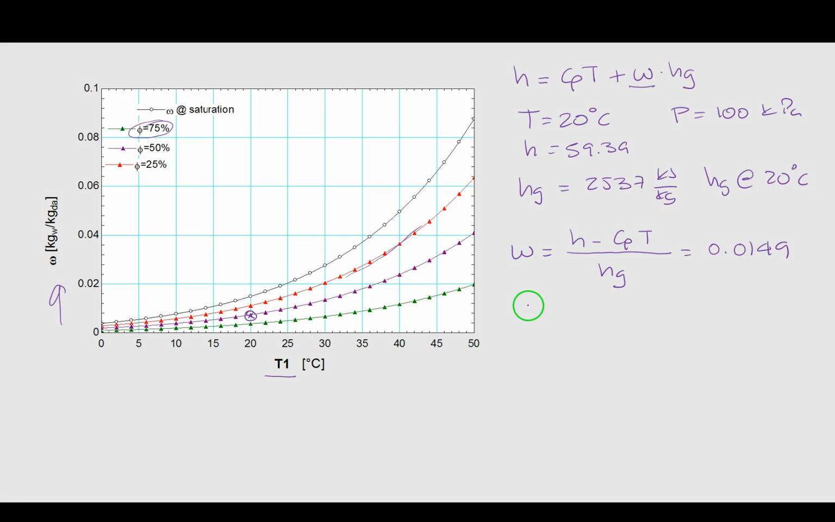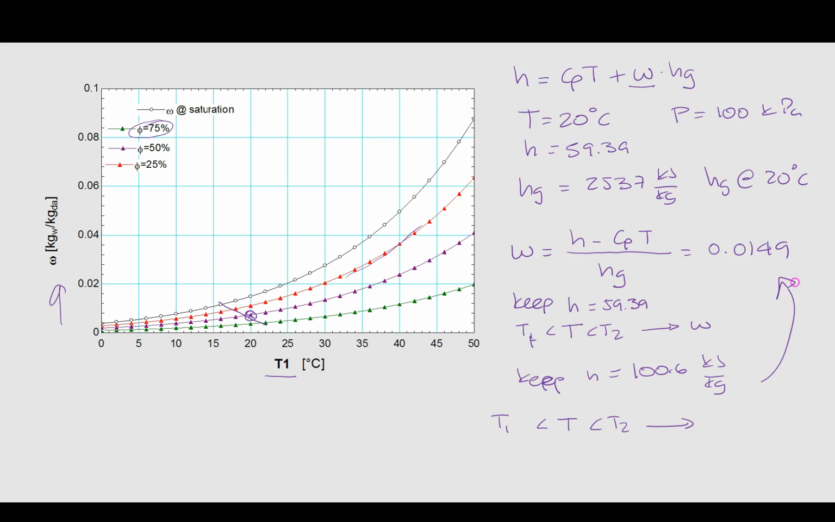I can do the same as I did before. I keep H at 59.39, and I change temperature between two values. And for each of these values, I compute omega, and then I will graph it. I can do the same for H at 100.6 kilojoules per kilogram, and again change temperature between two values, and using this same procedure compute omega.